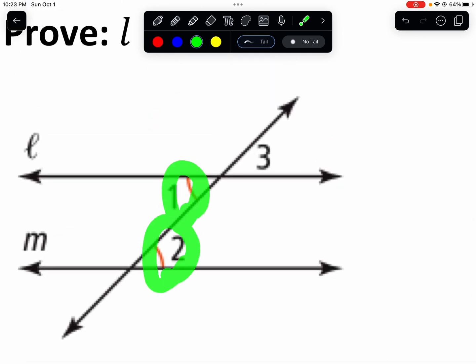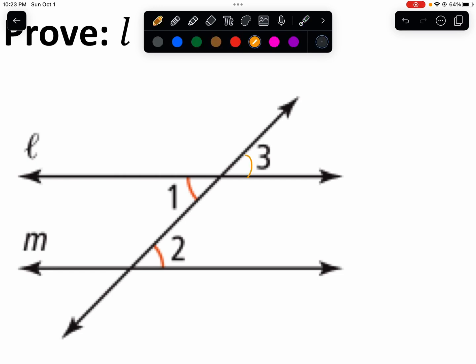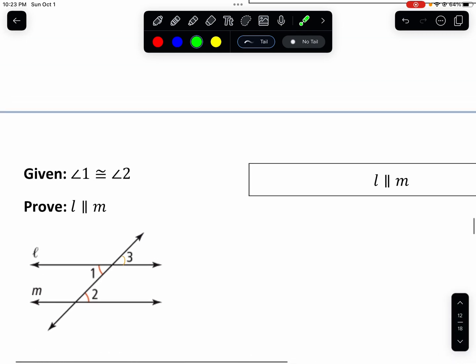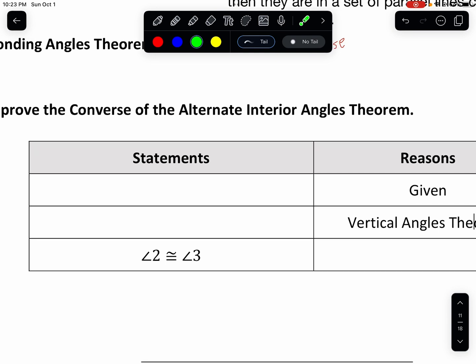If angle 2 and angle 1 are congruent, what else do we know? Well, that tells us that angle 3 is congruent to angle 1 because these are vertical angles. And angle 3 and angle 2 are now corresponding angles that are congruent. Wait, corresponding angles that are congruent mean the lines have to be parallel. So those are our statements. We're going to go ahead and write them here.